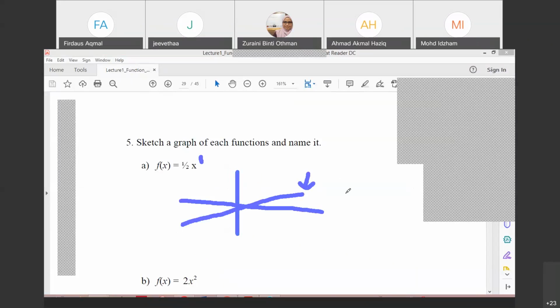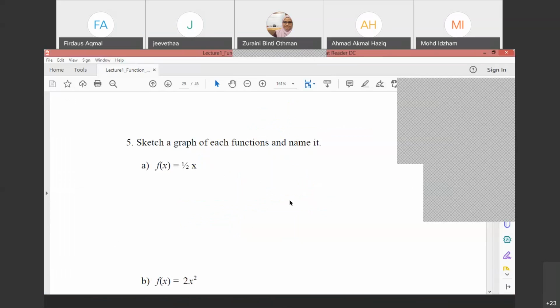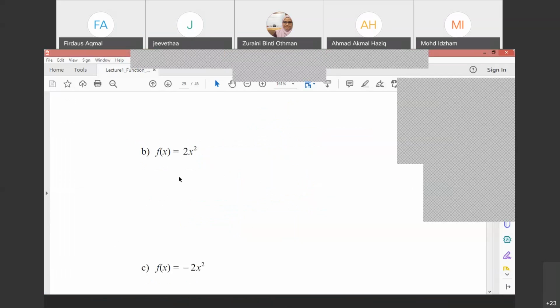Okay, tahu macam nak lukis graph? Ada masalah? Tak ada? Kalau tak tahu buat macam biasa macam ni. Okay, fx. Okay, sila plotkan. So, baru kamu maksudnya cari titik-titik dan plotkan dia. Okay, so for B, what is the type of this graph? B dia type apa ni? Quadratic. Okay, good. Quadratic, right?